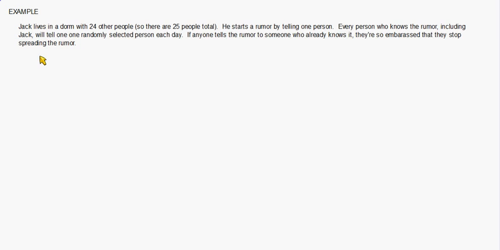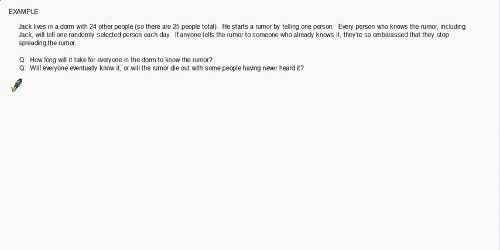So there are a couple of questions that this brings. How long will it take for everyone in the dorm to know the rumor? And will everyone eventually know it? Or will the rumor die out with some people having never heard it? Well, it's kind of a complicated scenario. It's going to be really difficult to create a theoretical model for this. An empirical model, well, I guess we could get 25 people and do it. That seems like it would take a really long time. Or we could simulate it.